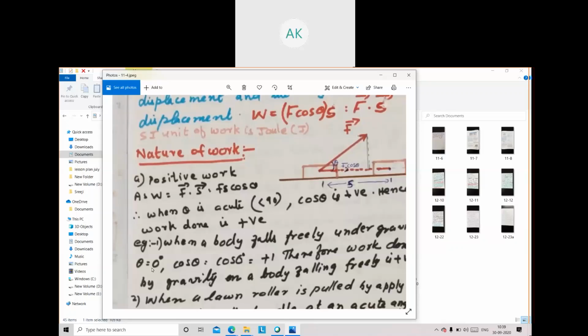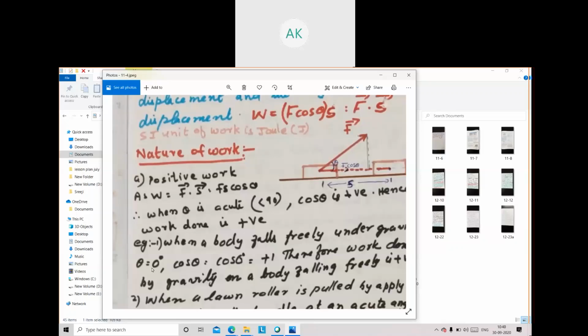So work can be positive, negative, and zero also. When does this work done become zero? Different cases are possible. According to the equation W equals F s cos theta, in which cases does work done become zero? You can tell from the equation. One by one, you can tell. Whoever gets the answer first, you can tell.